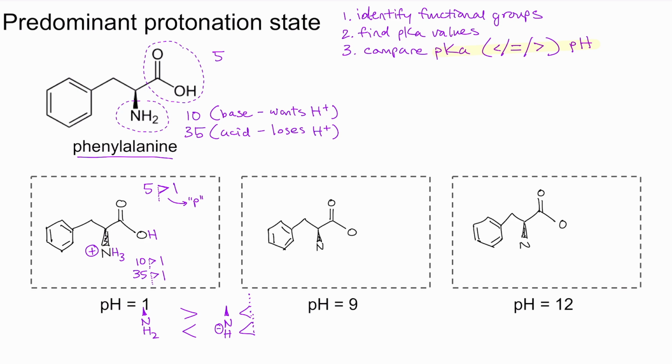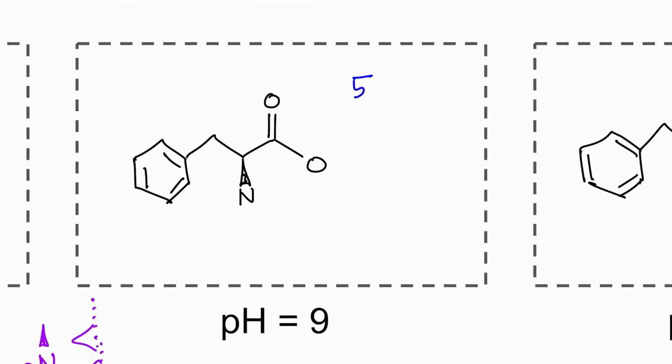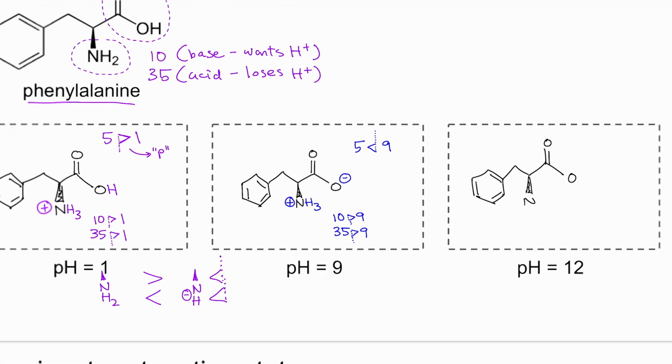All right, for pH 9, let's start by comparing carboxylic acid. 5 is less than 9. And if you draw a dotted line here, it looks like a D, which stands for deprotonate. So that means we're going to get a deprotonated carboxylic acid. For the amine, 10 is greater than 9, and 35 is also greater than 9. These both point to the amine getting protonated. So we say H3 and give nitrogen a plus charge.